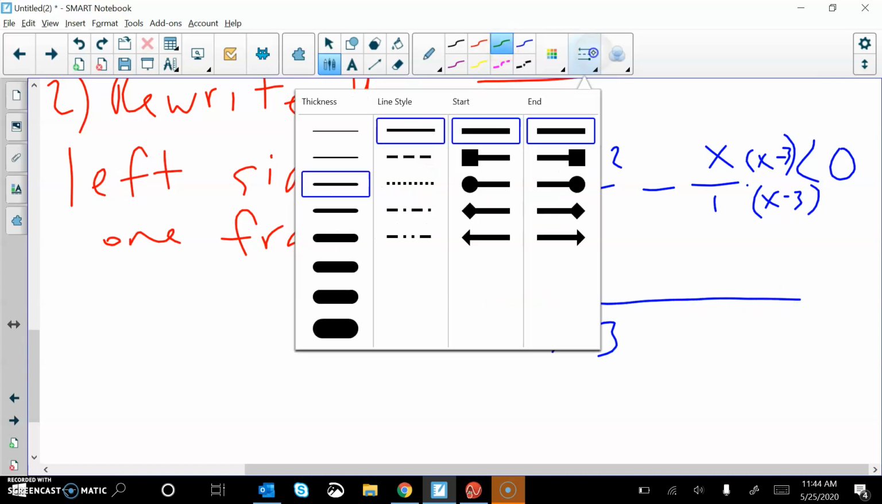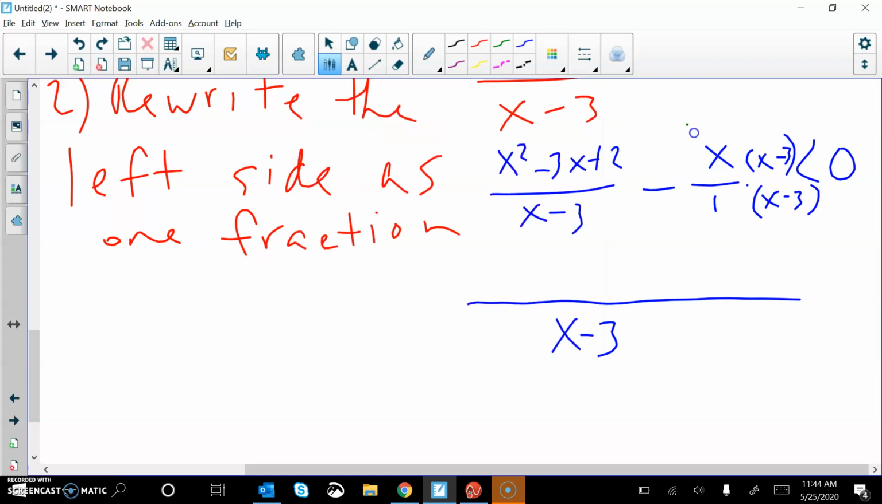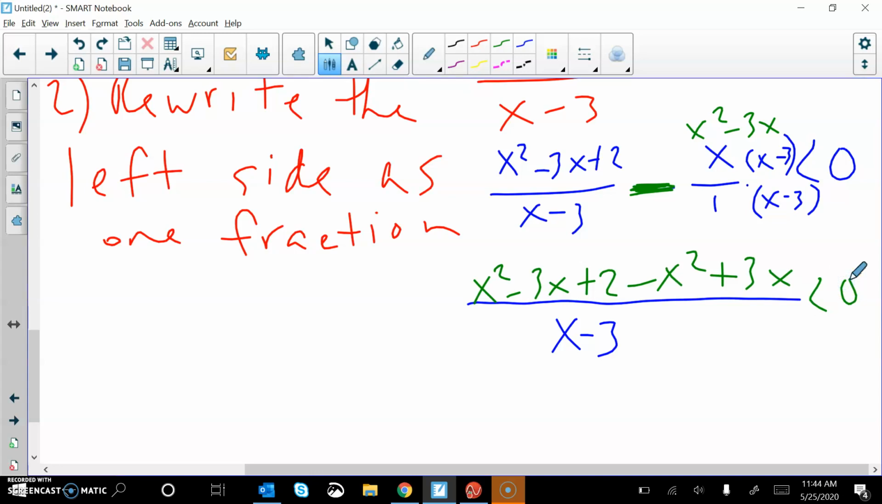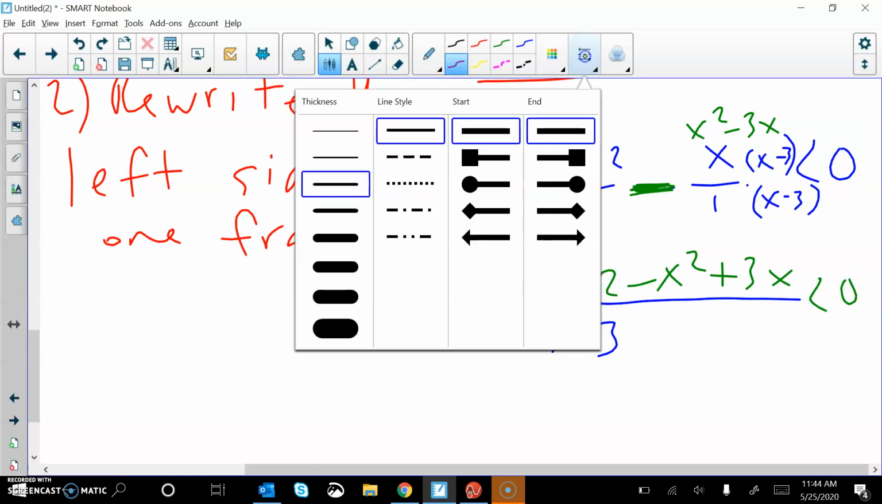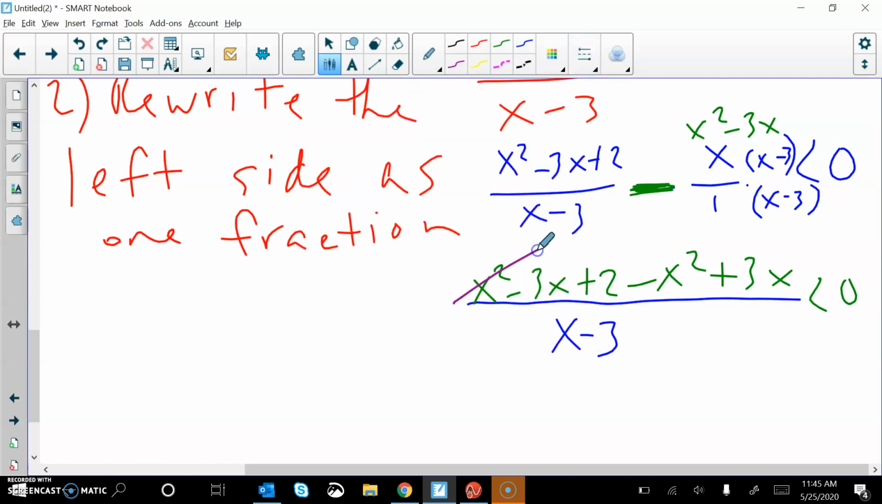Let's kind of clean up the top part. Distribute this x here, so x squared minus 3x. This minus is going to apply to both of those, so be careful with that. So x squared minus 3x plus 2, I'm going to distribute that minus. So minus x squared minus 3x, so plus 3x. This one's going to actually work out really nice. You can see a lot of things cancel. X squared minus 3x plus 3x. So we are now left with 2 over x minus 3 is less than 0.